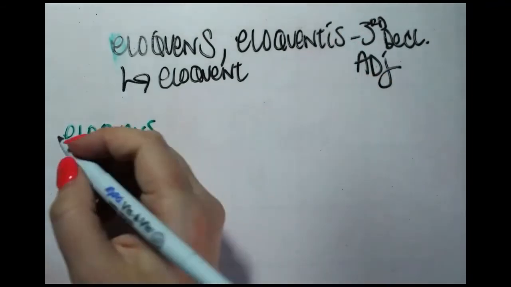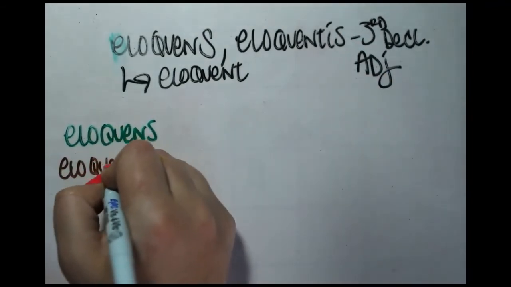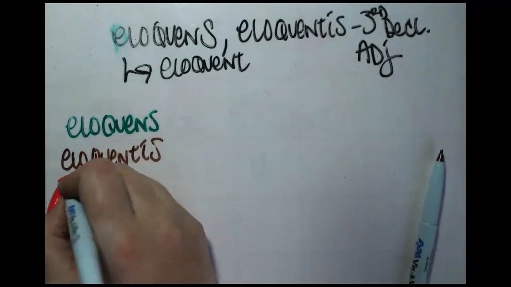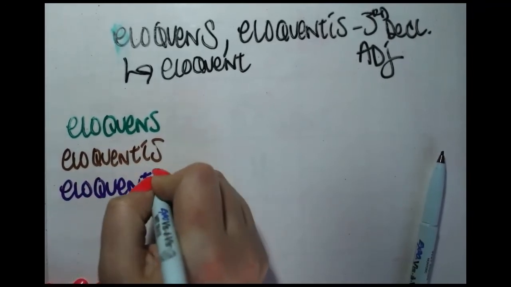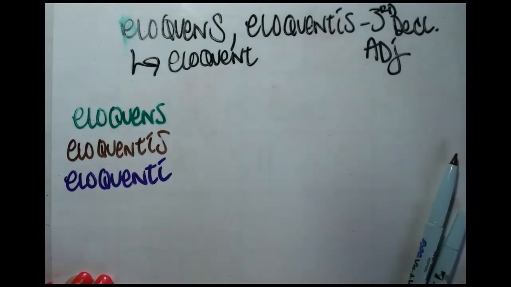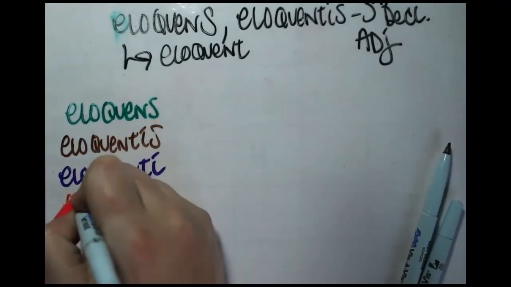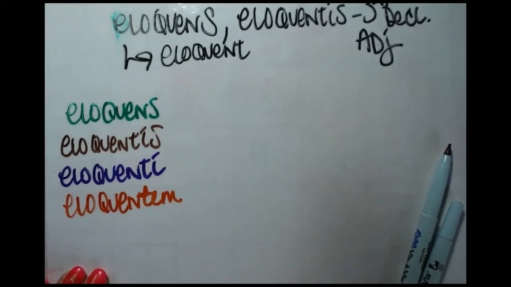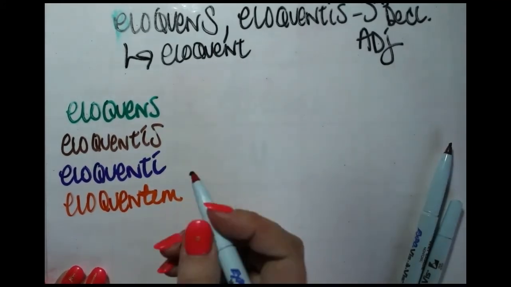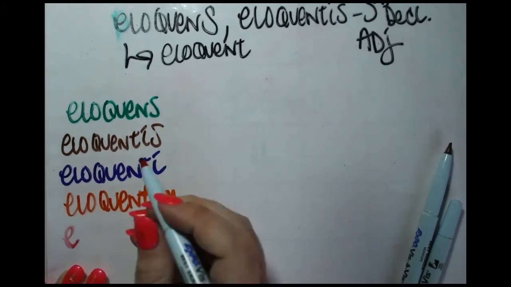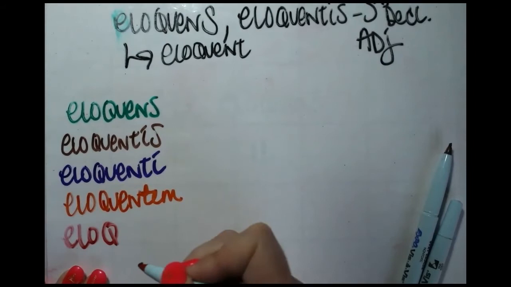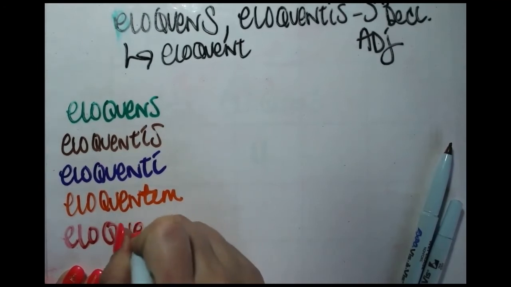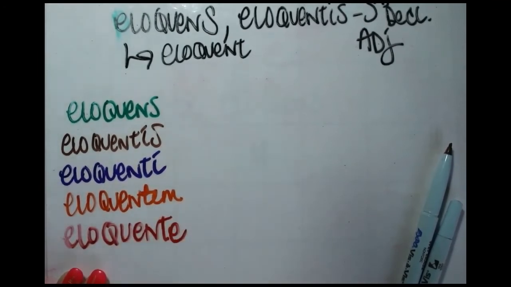And here's our genitive form, singular, eloquentis, of the eloquent. The dative form, eloquenti, to or for the eloquent. Our accusative form, eloquentem. That's a G, which gets a little flowy and messy here sometimes. And then our ablative, eloquente, by, with the eloquent.